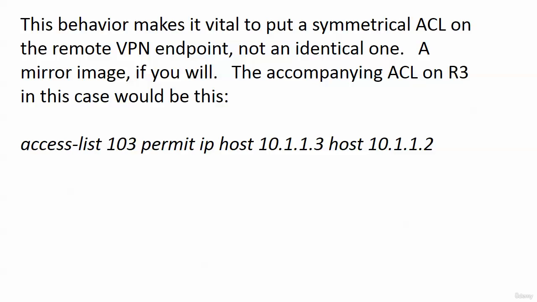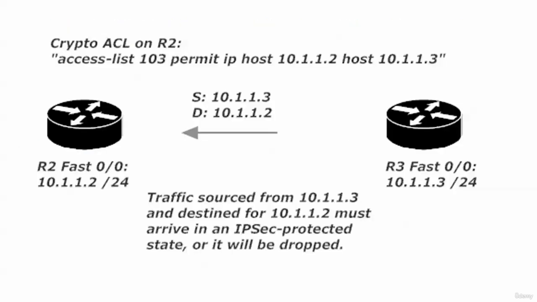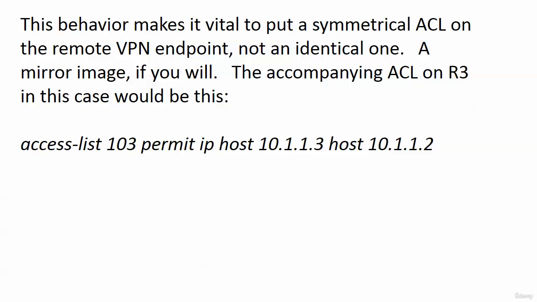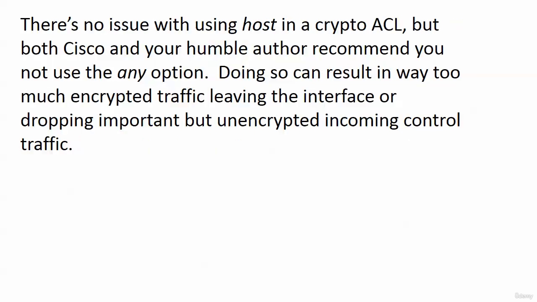The reason that I'm mentioning this so strongly is what people tend to do is they'll write that ACL on router 2 and then say, okay, I just need a copy of it on router 3, so they'll copy it and paste it on router 3. Don't do that, because that's not going to work. You don't need an exact image. What you need is a mirror image, and that is exactly what we will do here in just a moment.